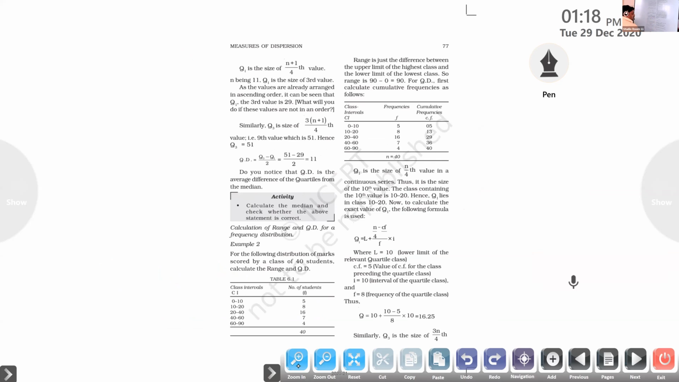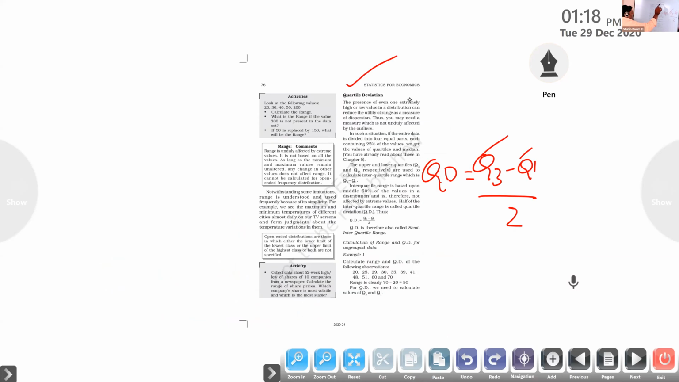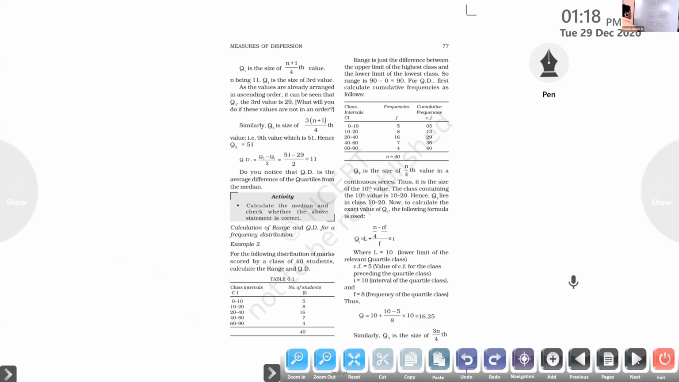Okay, so this method is done. Here you can see the quartile deviation, finding out the Q1, Q3, and QD. Okay, next method. Do you notice that QD is the average difference of the quartiles from the median? Of course, you have to calculate the median, then you can easily find that. Next method: calculation of range and the quartile deviation for a frequency distribution.